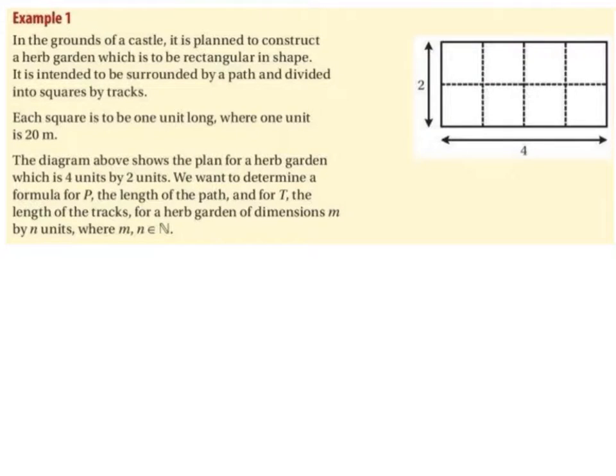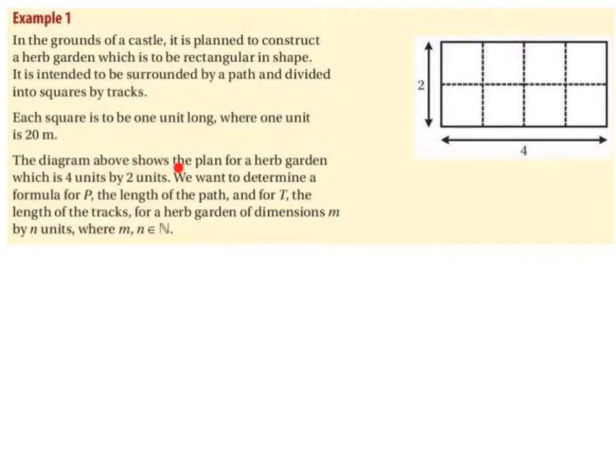Example 1. In the grounds of a castle, it is planned to construct a herb garden which is to be rectangular in shape. It's intended to be surrounded by a path and divided into squares by tracks. Each square is to be 1 unit long, where 1 unit is 20 metres. So for example, this would represent 1 unit, which is 20 metres in real life.